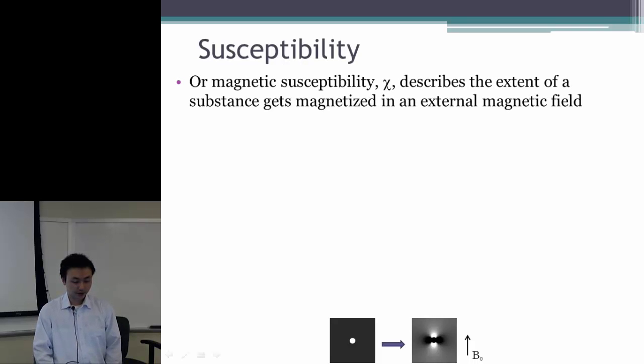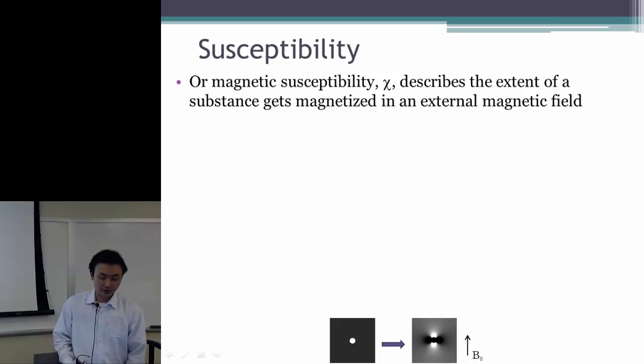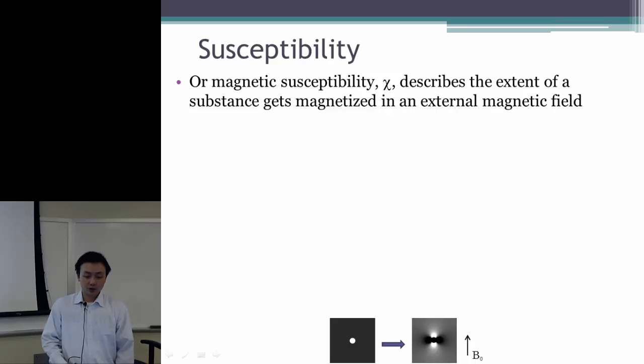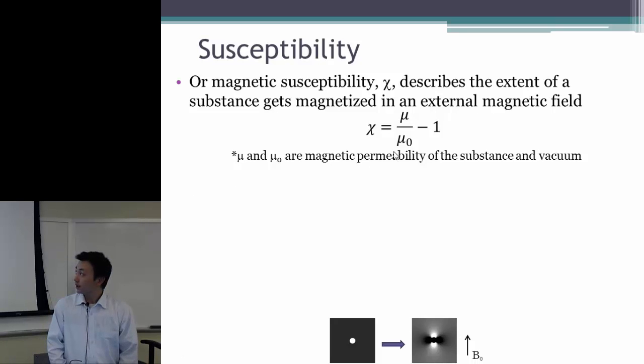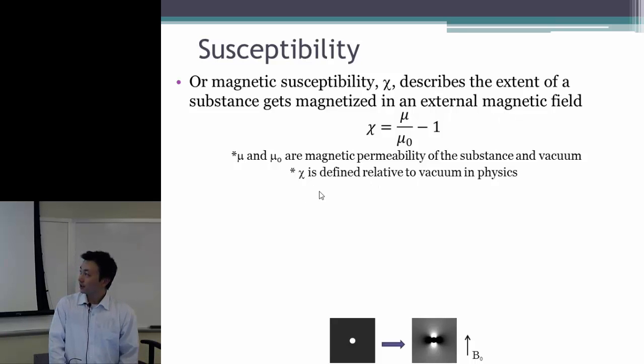All right, so the next part is on susceptibility, chapter 25. The definition of susceptibility, sometimes called magnetic susceptibility, chi, is used to describe the extent to which a substance gets magnetized when the object is placed into an external magnetic field. The definition is: chi is the ratio of the magnetic permeability of this substance relative to vacuum, minus 1. So chi is defined relative to the vacuum itself in physics.